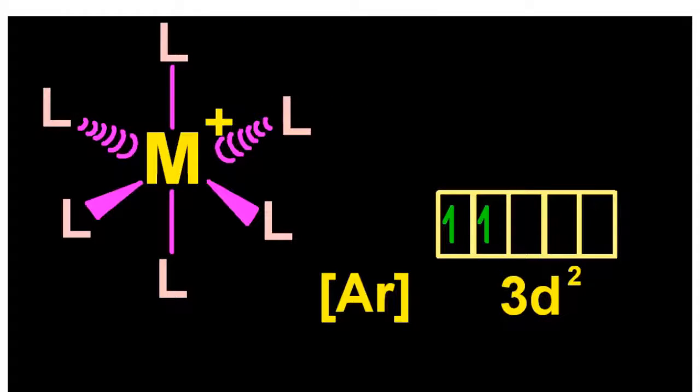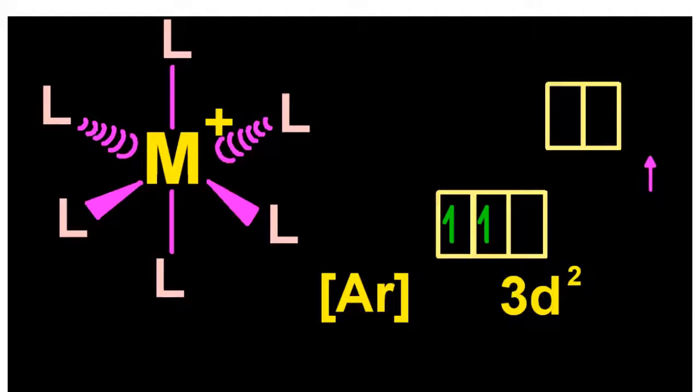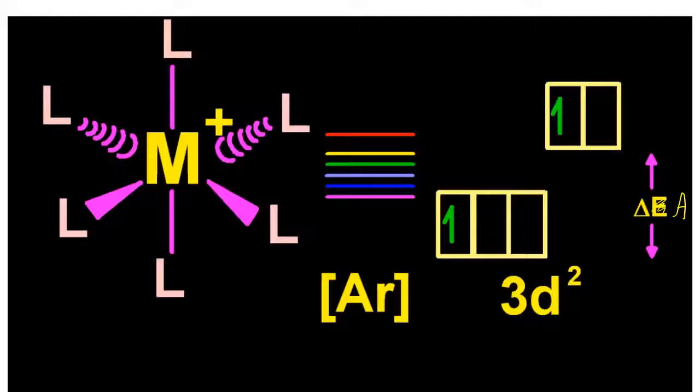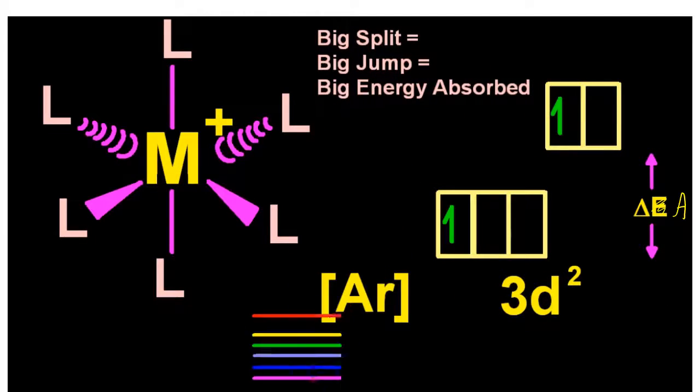So when the ligands make their dative covalent bonds, the d orbital is going to split in a 3-2 fashion, just like that. And that is called delta E, the energy difference between the lower and the upper d orbitals. Light goes through, light is absorbed, and that energy takes an electron from a lower to a higher energy level. And what's left behind? Well, that's the colours that you see. So big split means a big jump, means big energy absorbed. Big energy being violet.